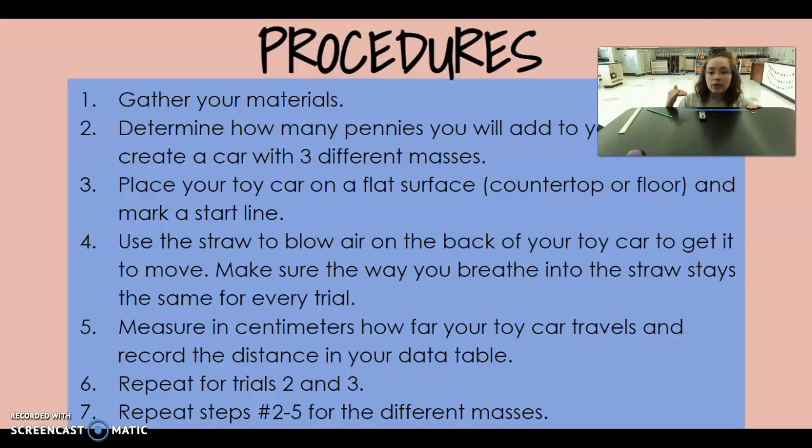For the second round, I'm going to change the mass. I'll add a penny, or you can add however many pennies you want. And then I'm going to repeat steps 2 through 5. So I'll add my pennies, get my car to the start line, have my ruler ready, make sure I'm applying the same amount of force, measuring how far my car goes, entering it into my data table, and then going into each other trial. So trial 2 and trial 3. At the very end, you're going to calculate the average distance that your car traveled.